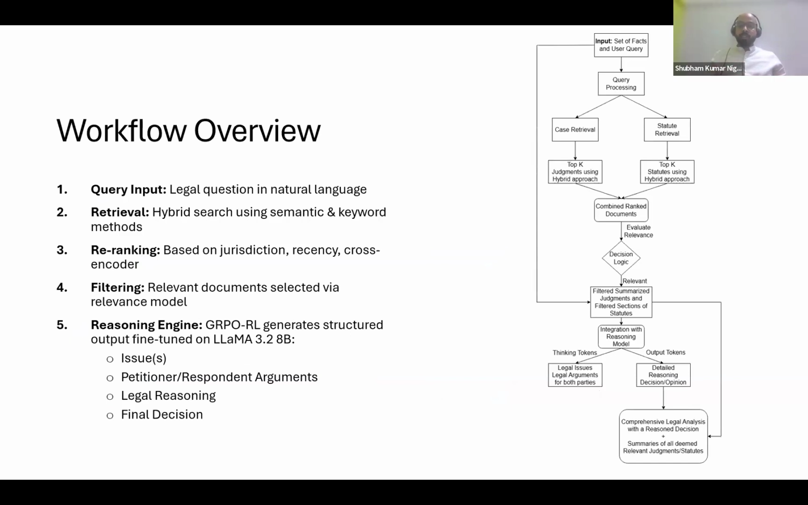So how it works? It's still in the submission phase, so I'm not going deep into each working block, but giving an overview. We take the legal question as a query, and we retrieve the most relevant cases as well as statutes using semantic and keyword methods like BM25 as well as different vector databases. We combine all of these, retrieve the information, and then re-rank it. Then we provide the relevant documents via the relevance models to the reasoning model, which uses Llama 3.2 trained on the Llama 3.2 8 billion models, and provides the issues, petitioner response, and arguments, so that users can see the basis on which the model provides the outcome.